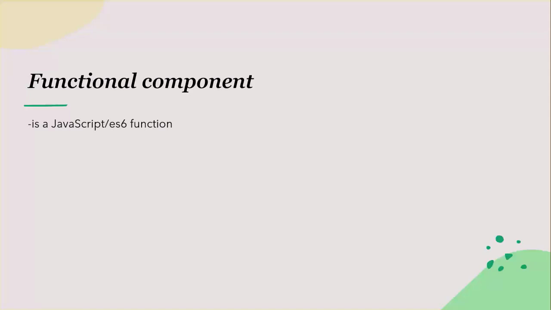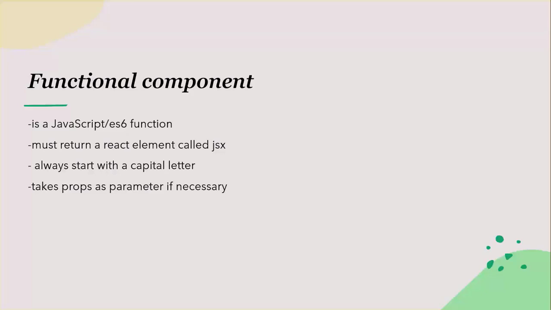A functional component is a JavaScript or ES6 function. It must return a React element, which is called JSX. The name of the functional component, or any component, should start with a capital letter. If you start a component name with a lowercase letter, it will be treated like a built-in HTML element like a div or a span. Components can take props as an optional parameter.